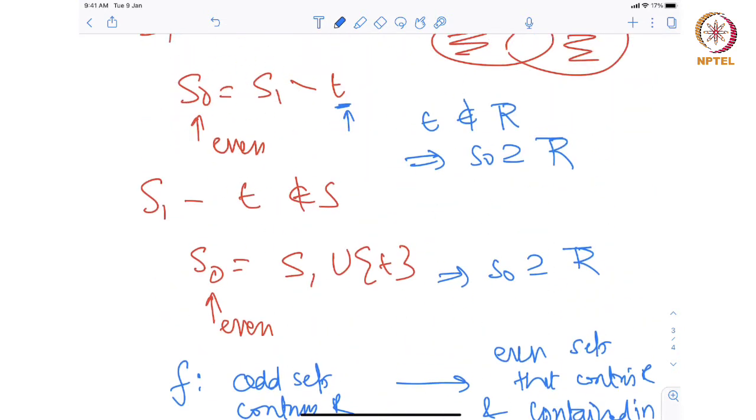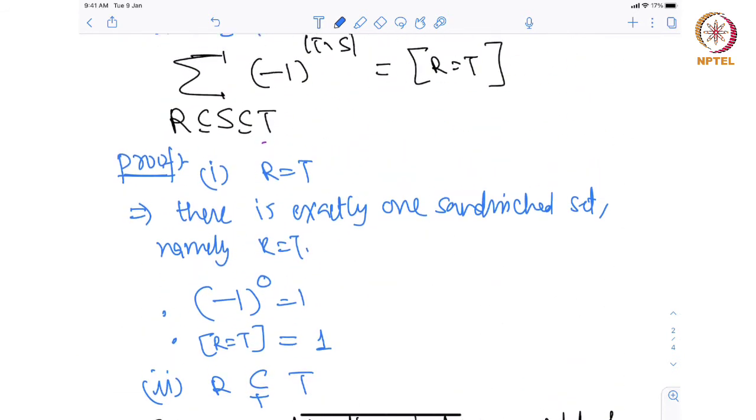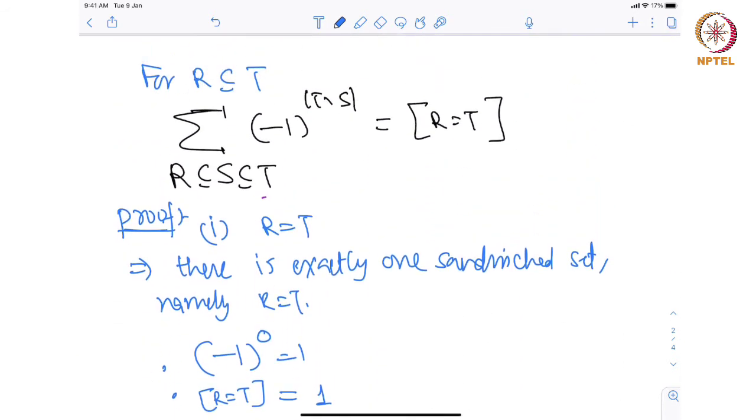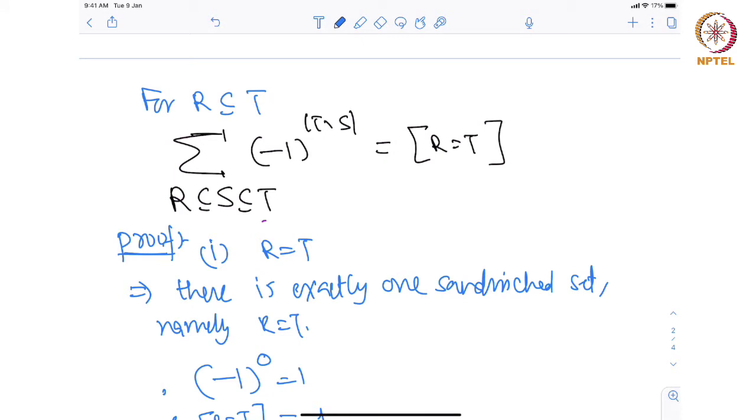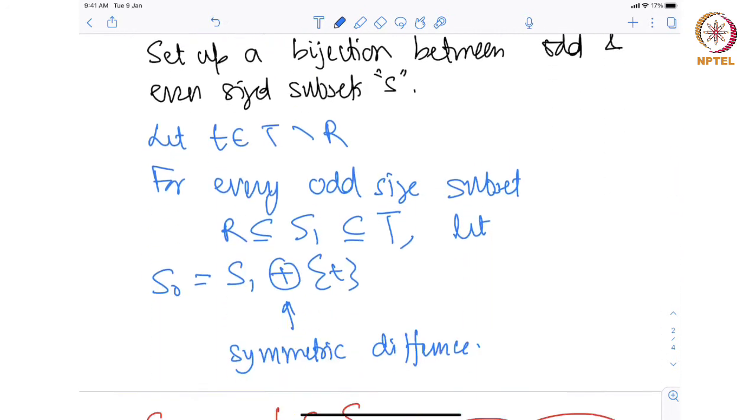And once you have been able to show that in the second case the number of sandwich sets of even size and odd size are equal, when R is a proper subset, then the left hand side contributions are an equal number of plus ones and minus ones. So they will cancel out each other. So the left hand side is 0, and since R is not equal to T, the right hand side will also evaluate to 0. So you are done. Okay. So that is it.